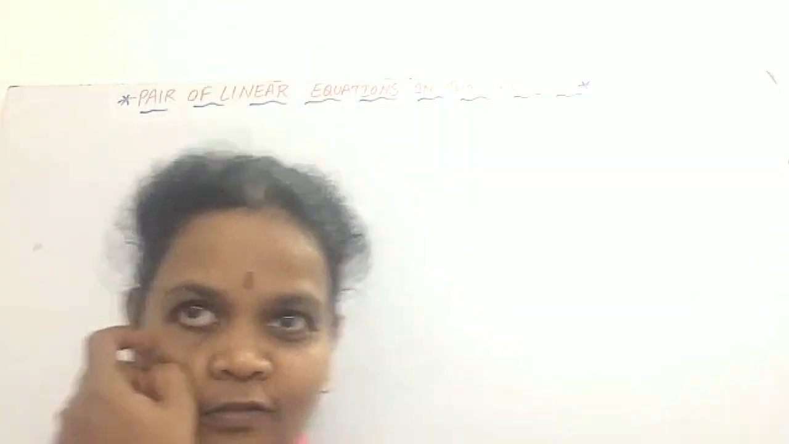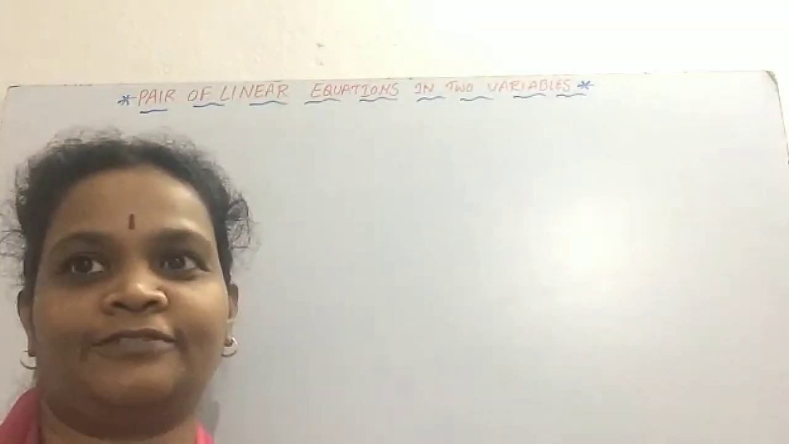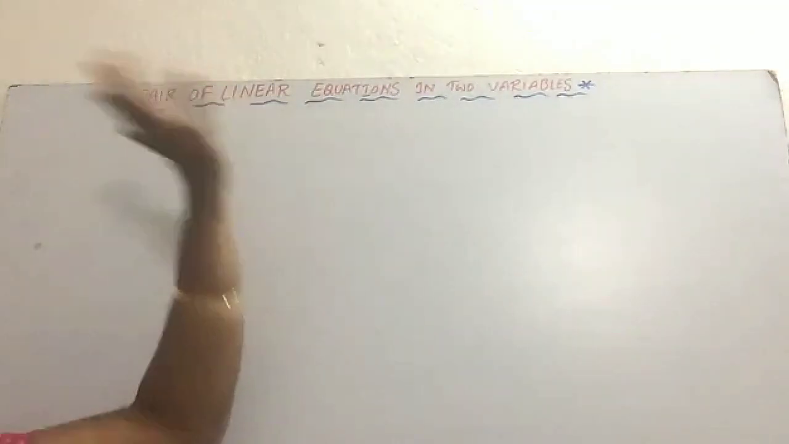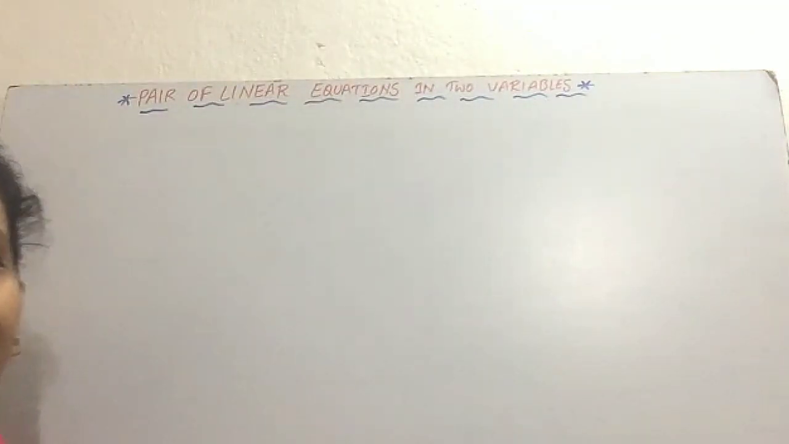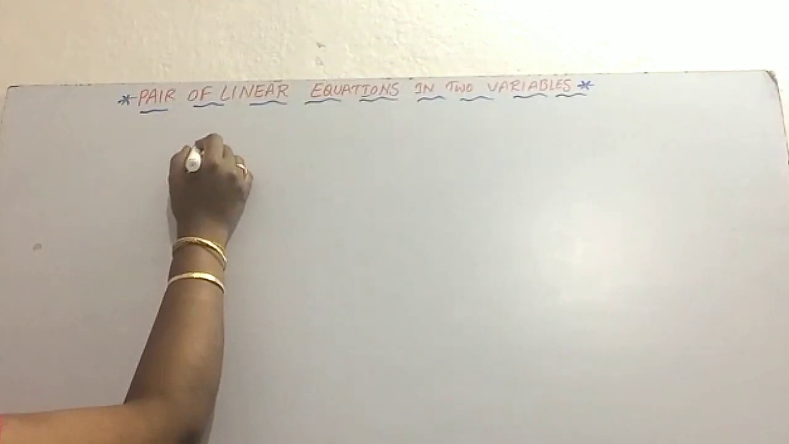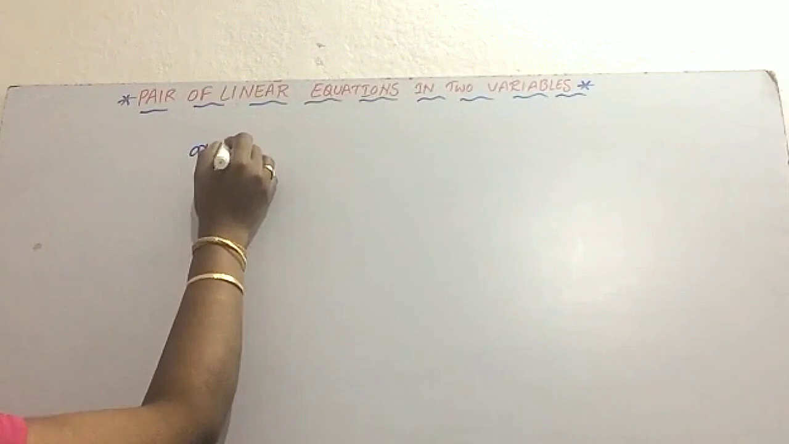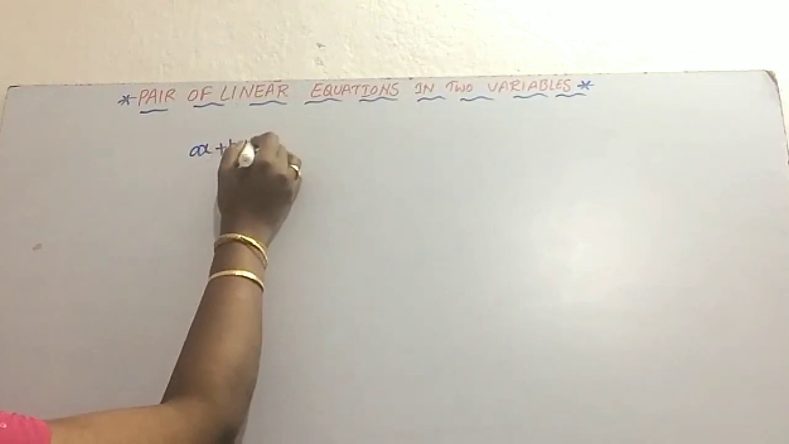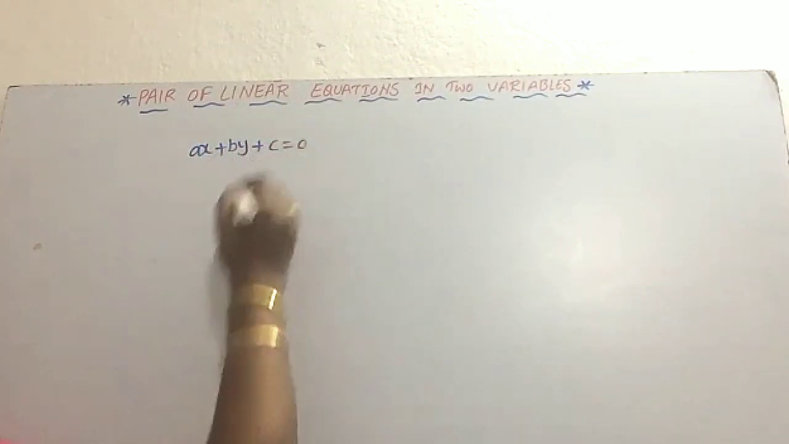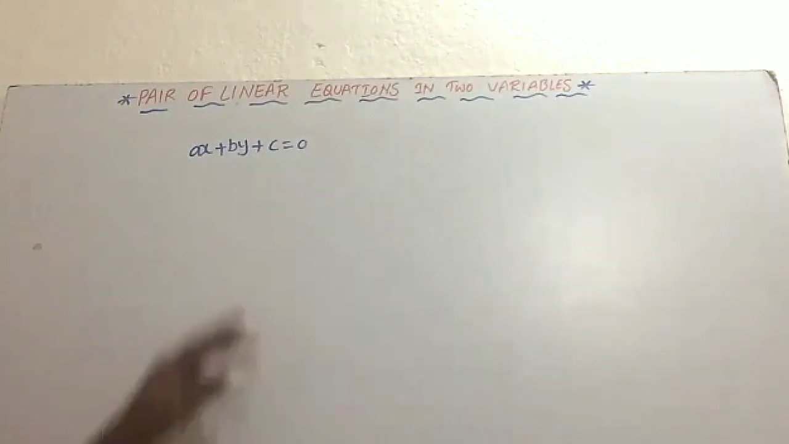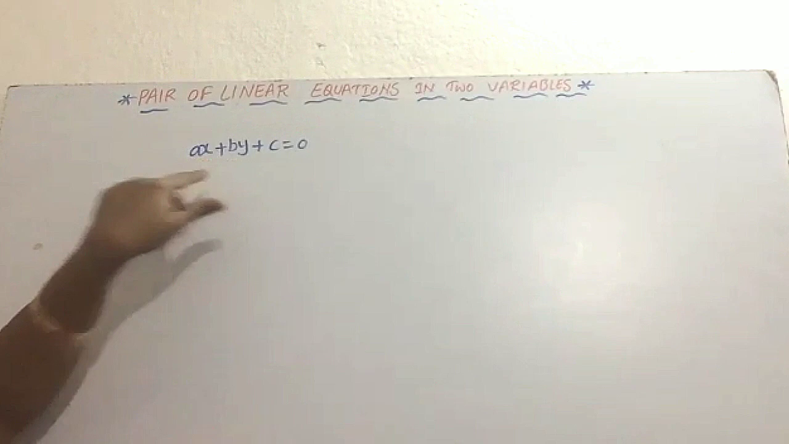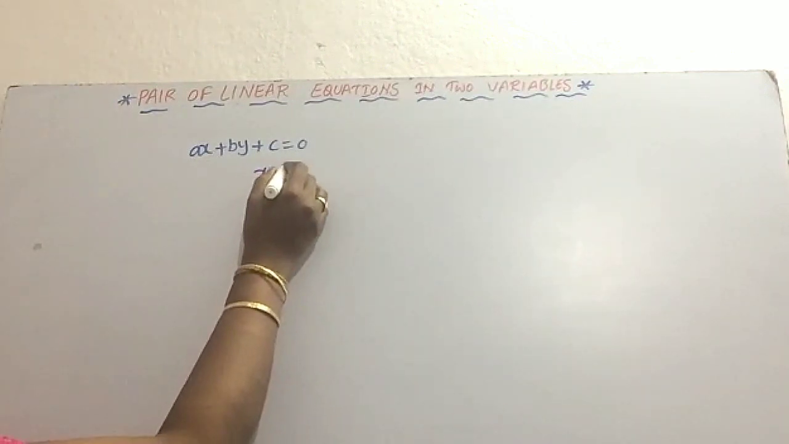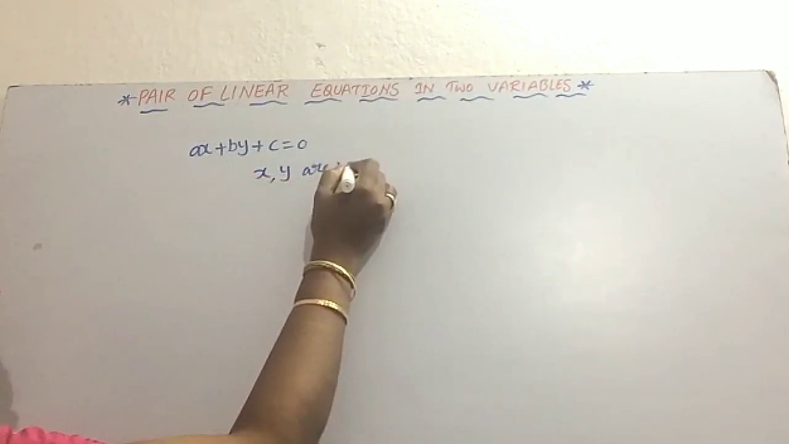Hi students, today we will discuss pair of linear equations in two variables. In previous classes, you learned about linear equations. What is a linear equation? A linear equation is of the form ax + by + c = 0. In this linear equation, we have two variables. What are these? x and y are variables.